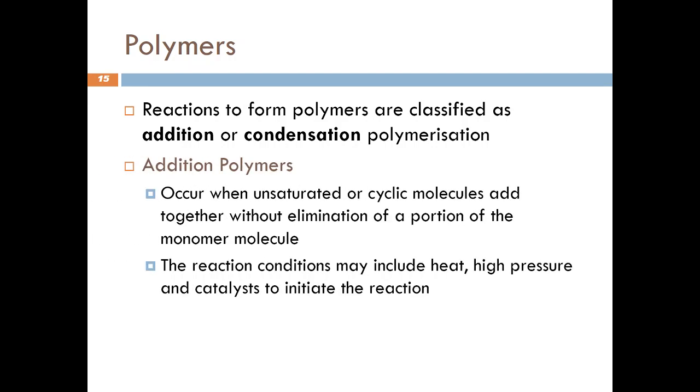Addition polymers occur when unsaturated molecules add together without elimination of a portion of the monomer molecule. The reaction conditions may include heat, high pressure, and a catalyst to initiate the reaction. The second dot point is more important, I suppose, because we'll be looking at some examples next.